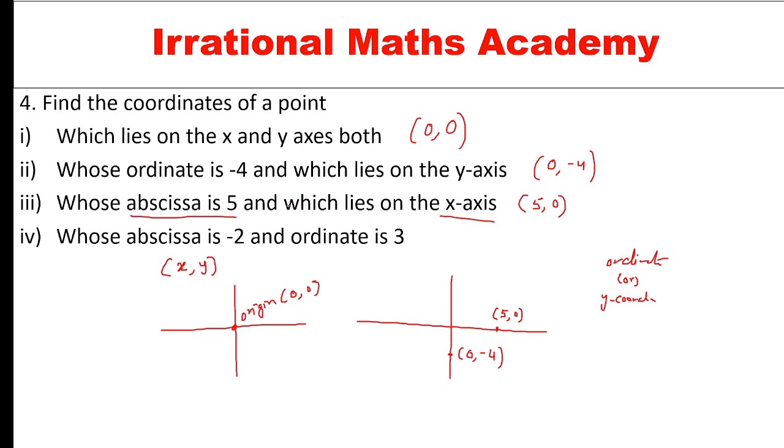Next, whose abscissa is -2 and ordinate is 3. Abscissa is -2, here I can think of -2. Okay, and ordinate is 3. So where do they intersect? Right here, -2, comma 3. So the answer is -2, comma 3. Abscissa, ordinate, or x coordinate, y coordinate.